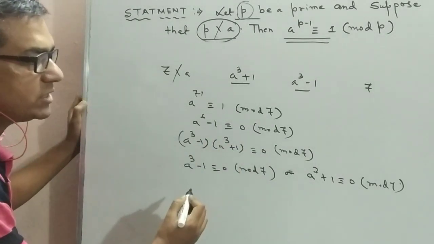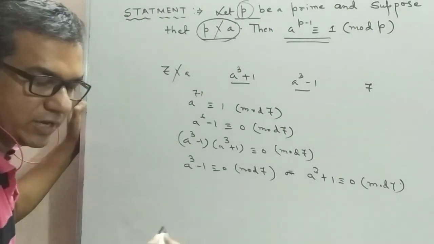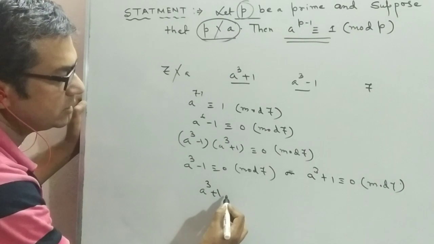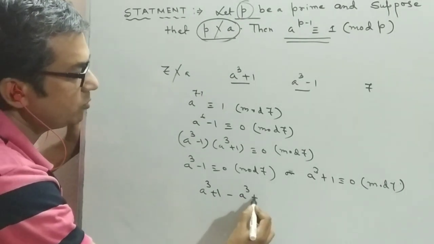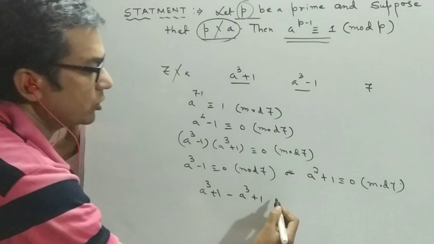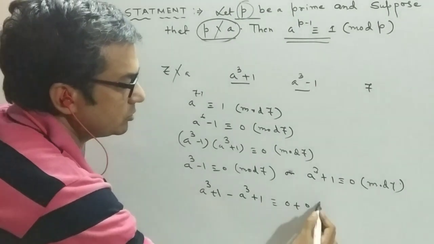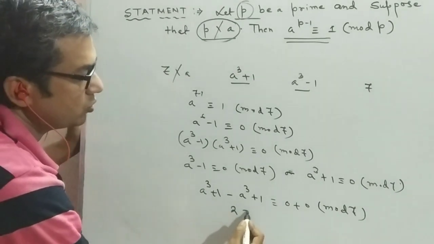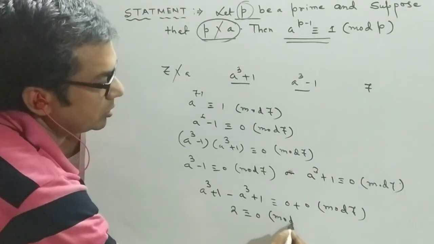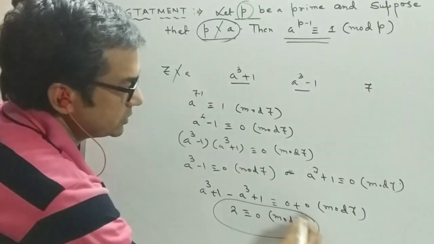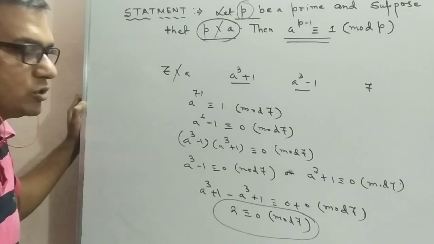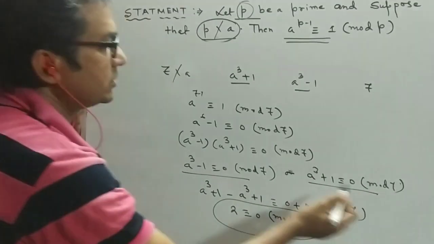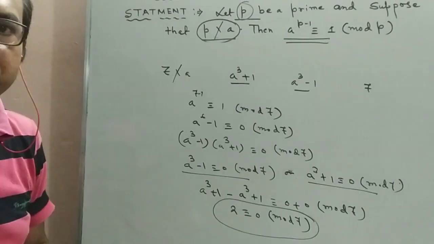And in a similar manner, both the relations do not hold together. Because if both the relations hold together, then we can write a cubed plus 1 minus a cubed minus 1. This minus this is congruent to 0 minus 0 mod 7. That is 2 congruent to 0 mod 7. But this is impossible, or this is wrong. So we prove that either this or this. So this is the problem.